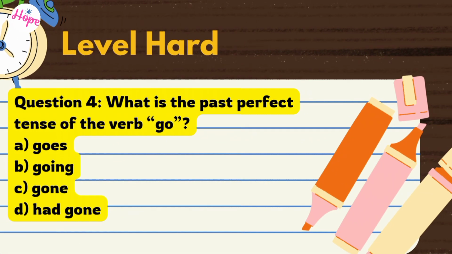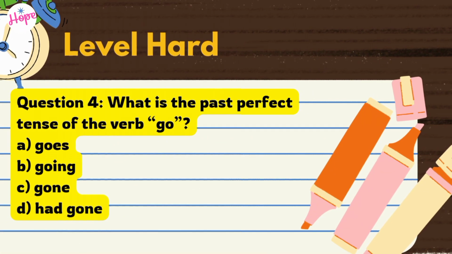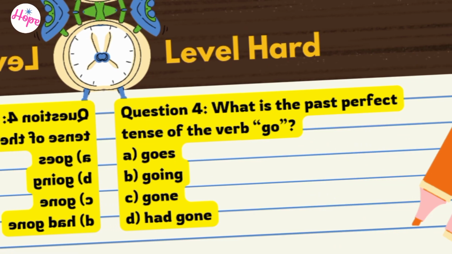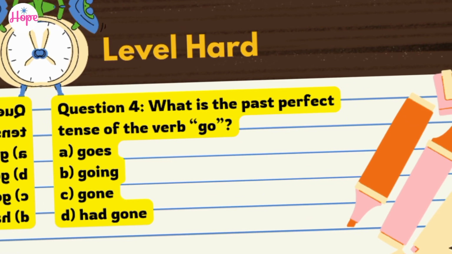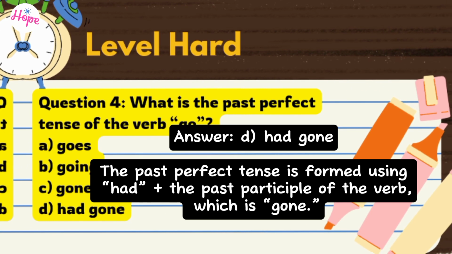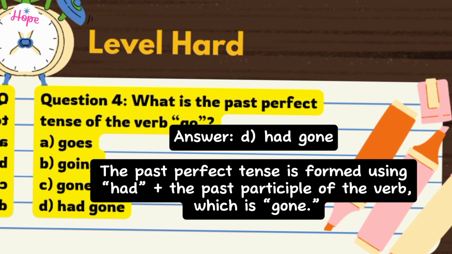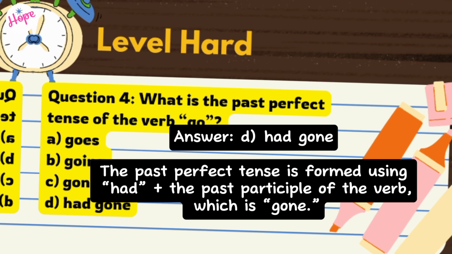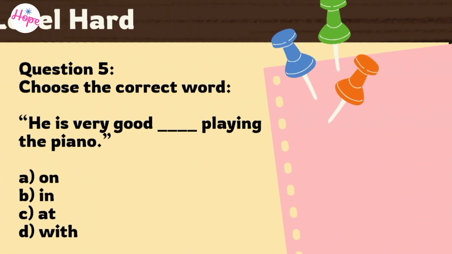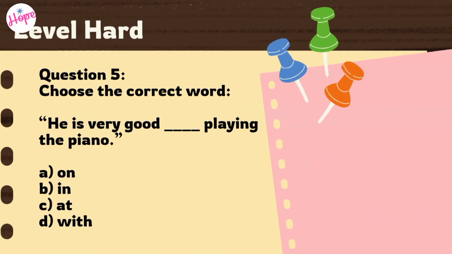Question 4. What is the past perfect tense of the verb go? Answer D. Had gone. The past perfect tense is formed using had plus the past participle of the verb, which is gone. Question 5. Choose the correct word.